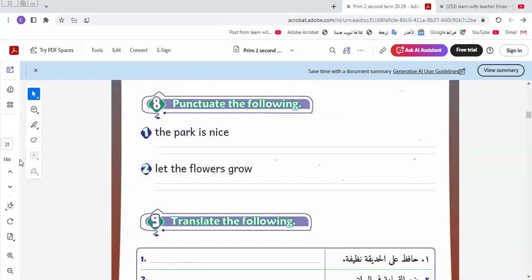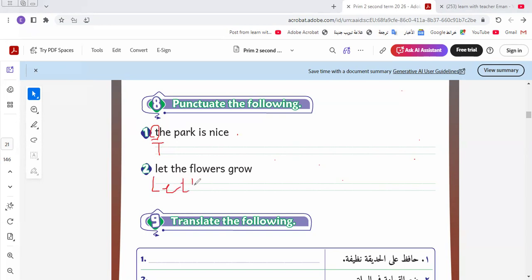So here is the punctuation. I would like to show you how to do this sentence. We must underline the letter that we corrected. Here I start the sentence with a capital letter. So I replace this small letter with a capital letter like this, and I put a full stop at the end of the sentence.